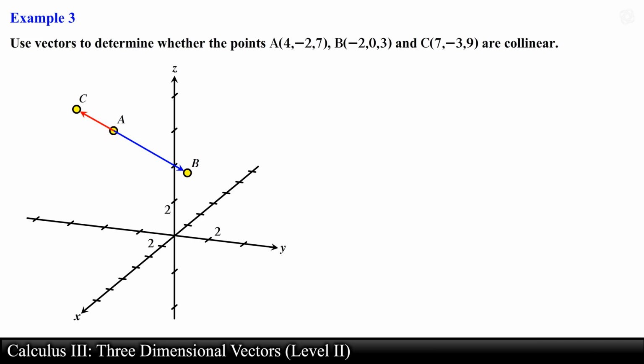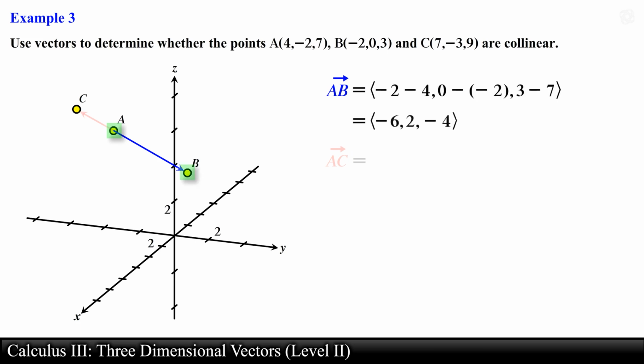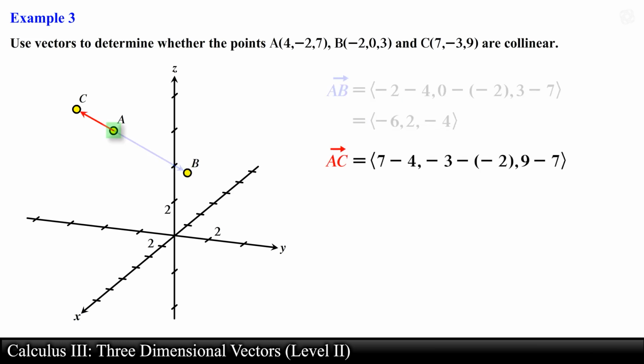In this case, let's go ahead and find the components of the vector represented by points A and B and the vector represented by points A and C. To find the components of the first vector, we simply subtract point A from point B and obtain the following for the components of vector AB. And then we do the same for vector AC and subtract point A from point C, obtaining the following for the components of vector AC.